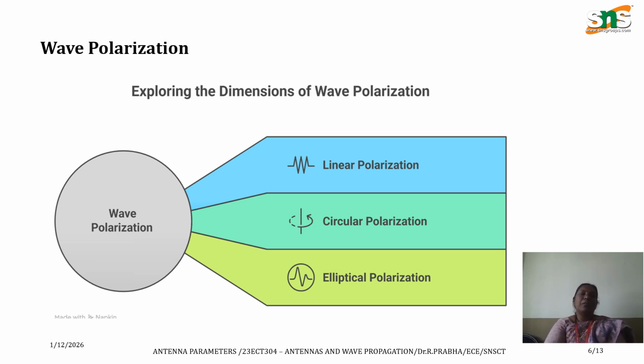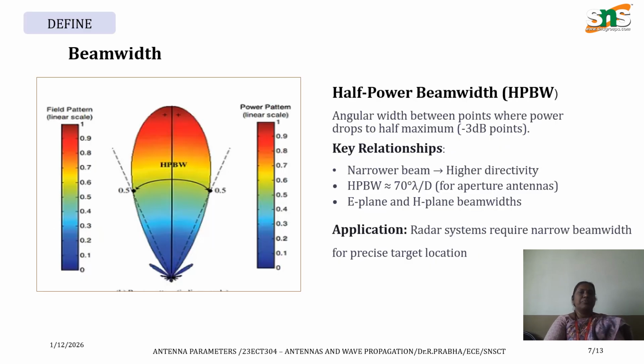Linear polarization can be further classified into two types: horizontal polarization and vertical polarization. Circular polarization is the type where the Ex and Ey components are equal, and the third case is elliptical polarization.